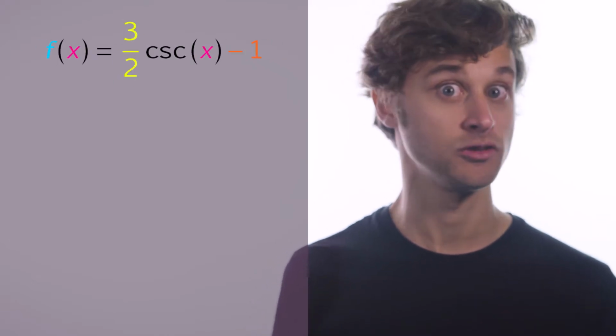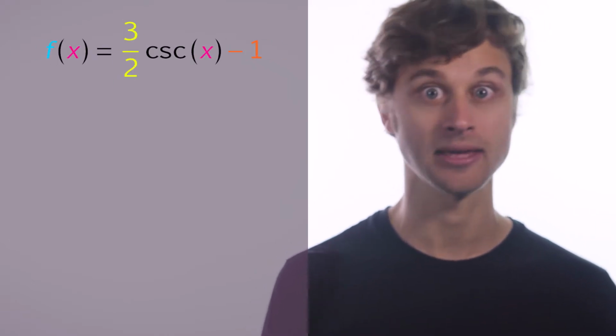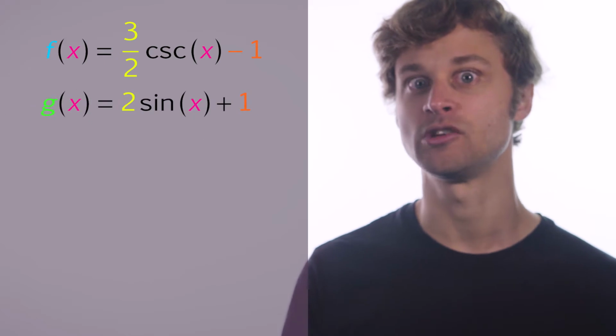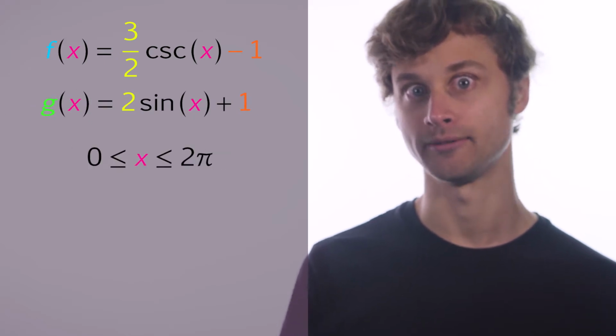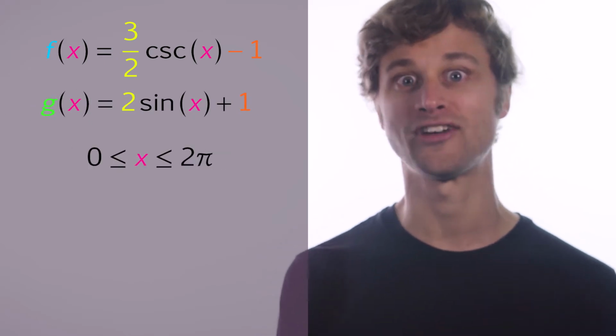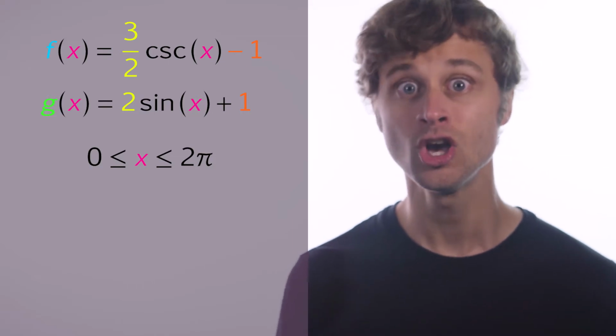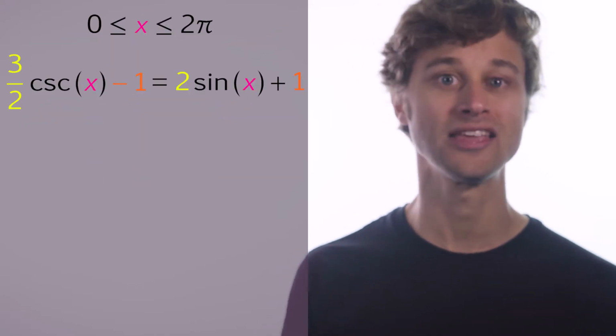The question is this: find the intersection point or points of these two functions. f of x is equal to 3/2 cosecant x minus 1, and g of x is equal to 2 sine of x plus 1. So as we normally do when we want to find the intersection point of any two functions, we set the functions equal to each other. So we get this relationship.